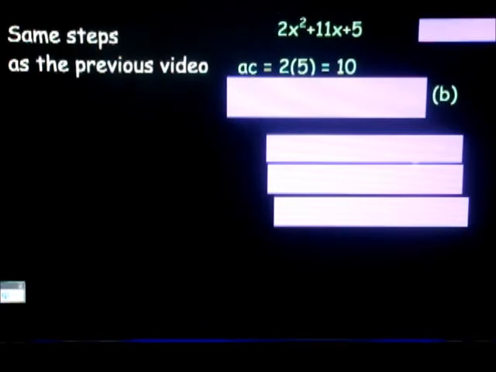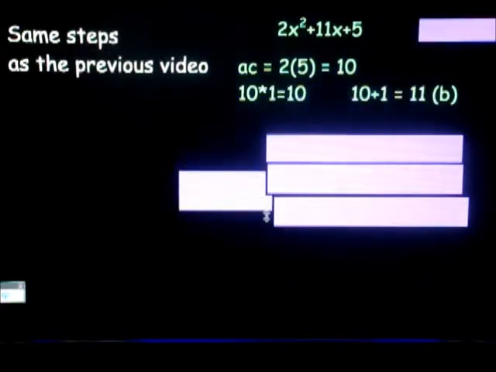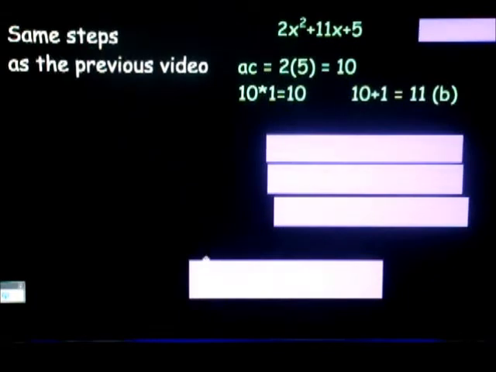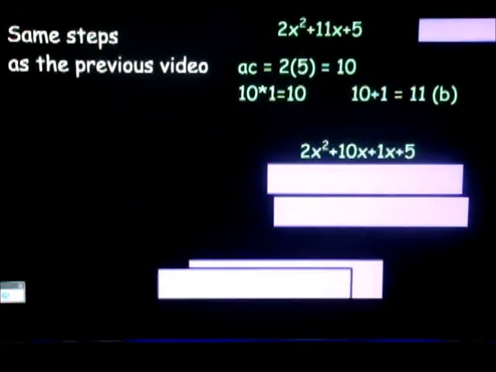So you want to think to yourself, what are some factors that work? Well, we already have 2 times 5, but those two together give me 7, not 10. I know everything's positive, so it's got to be positive. That only leaves one option, which is 10 and 1. So 10 times 1 gives me 10, which is AC, but they also add together to give me 11, which is B. So just like before, we're going to take out the original B, we're going to take out 11x and put in 10x and 1x.